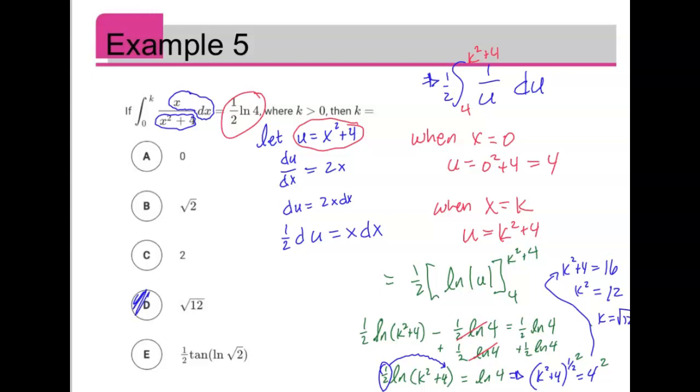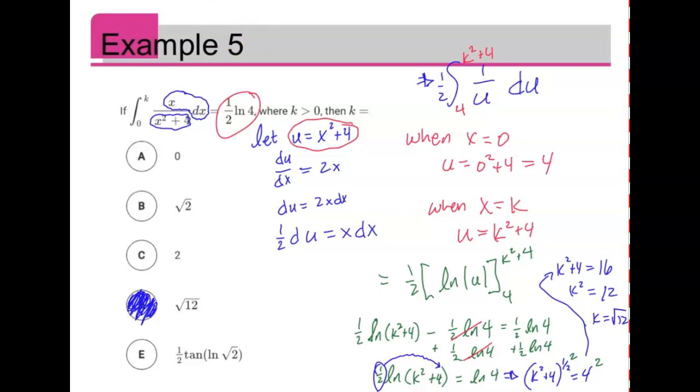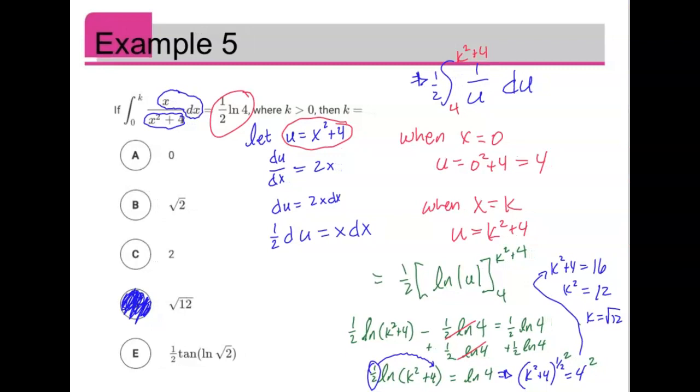You could do that, but then you would have a 2 coefficient here, and before you can set the arguments equal, the coefficients would have to be the same. So you'd still have to bring the 2 up as the exponent on the 4, and you would still end up with k squared equals 12, or k squared plus 4 equals 16.